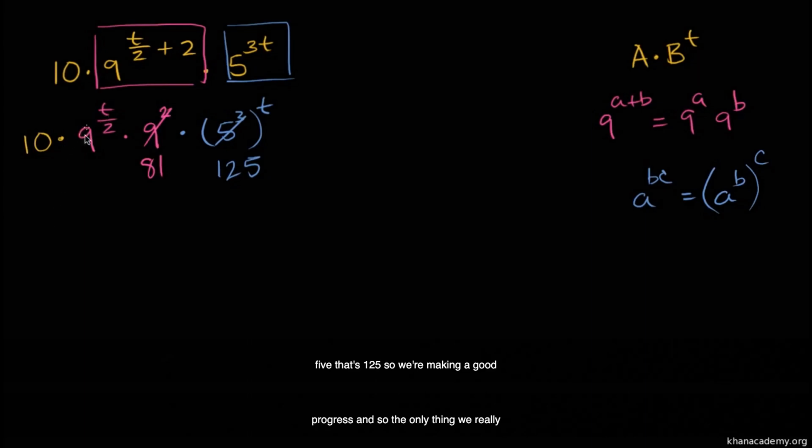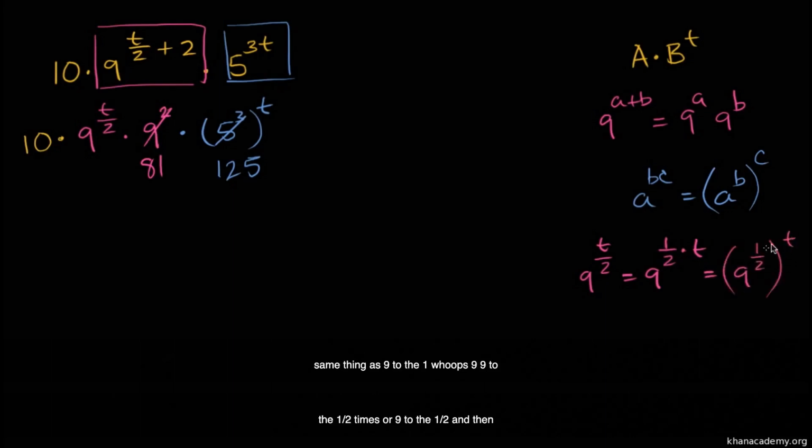And so the only thing we really have to simplify at this point is 9 to the t over 2. And actually, let me do that over here. 9 to the t over 2, well, that's the same thing as 9 to the 1/2 times t. And by this property right over here, that's the same thing as 9 to the 1/2, and then that to the t power. So what's 9 to the 1/2? Well, that's 3. So this is going to be equal to 3 to the t power. So this right over here is 3 to the t power.